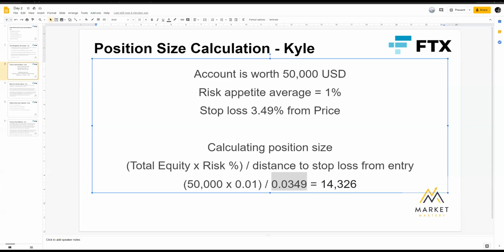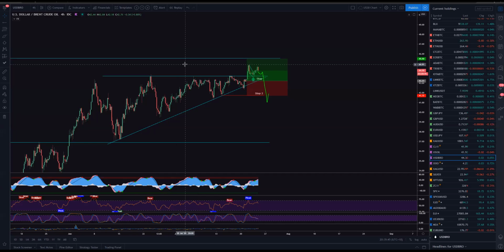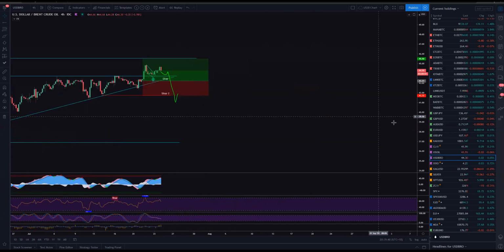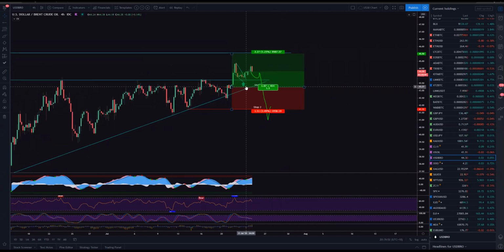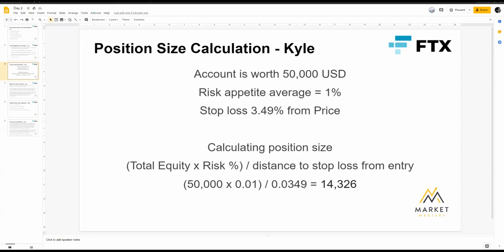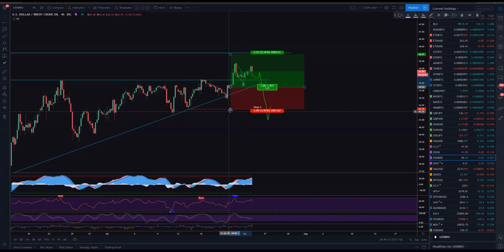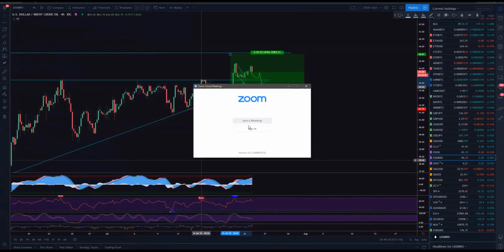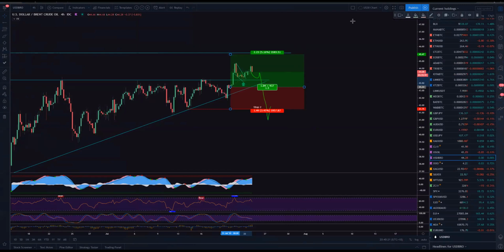How did you get the 3.49? Okay, so how I got the 3.49 was from this. It's the distance from my entry to the stop loss. So I'm going to delete this line here. My entry was just here, on the level, and then we can see it was something like this. It's changed a little bit because I moved it, but 3.45 is this 3.49 number here. Hopefully that makes sense. It's a percentage gap from your entry. 3.49% away from your entry, yeah.